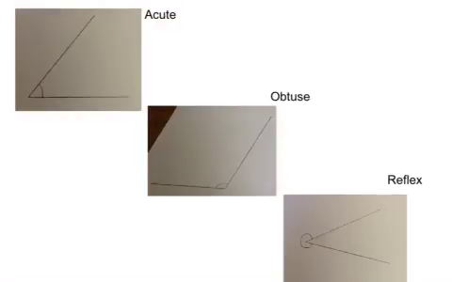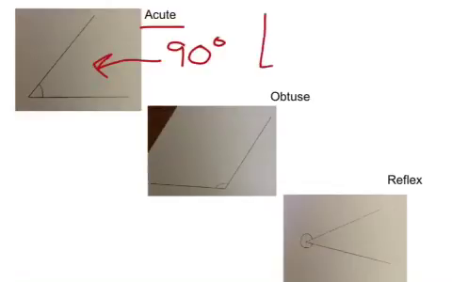When we're talking about angles, we talk about three different types of angles. The first is called an acute angle. An acute angle is one that is less than 90 degrees. And as you see here, this is less than 90 degrees. We know that a 90 degree angle is a right angle. We notate it a bit like that.